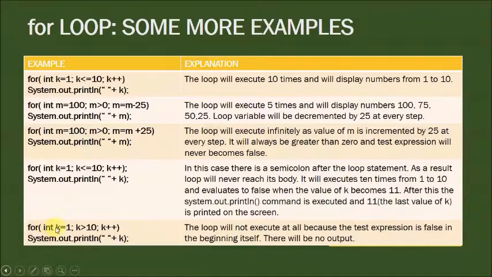Now next is for (int k = 1; k > 10; k++) System.out.println("" + k). In this case, the initialization statement will make 1 the value of k. Now when we go to the test expression, 1 greater than 10 is false. So this loop becomes false in the beginning itself. As the test expression becomes false, the body of the loop will not be executed, so there will be no output in this case.